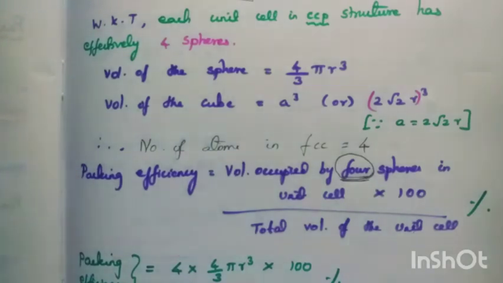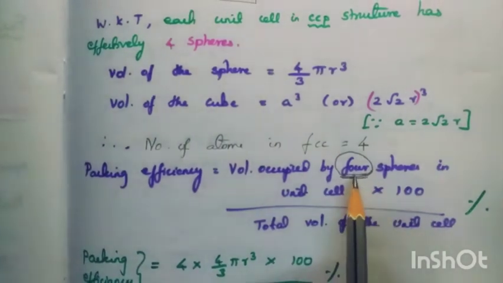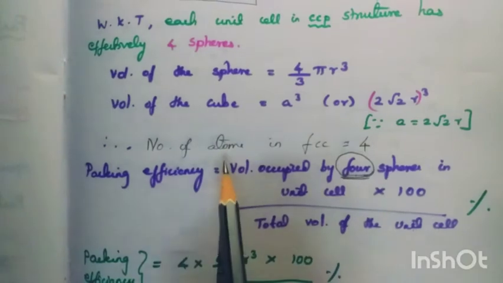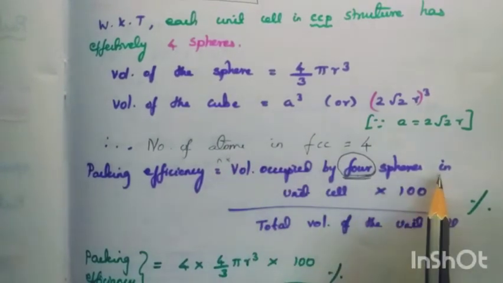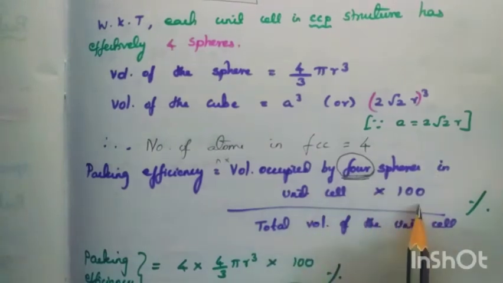We studied for 1 mark. Number of atoms present in simple cubic is 1, BCC 2, FCC 4. So here this is FCC, so that is why we are taking 4 spheres. Normally, packing efficiency is the number of atoms into the volume occupied by the spheres in the unit cell, into 100, divided by the total volume of the unit cell.